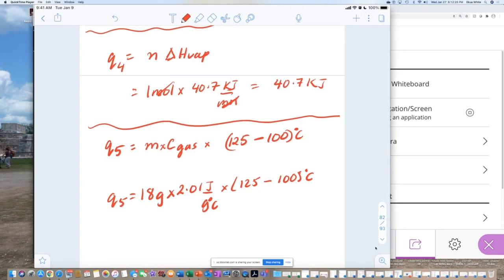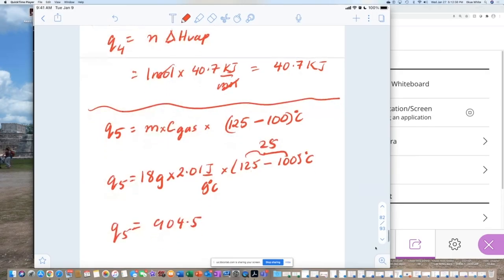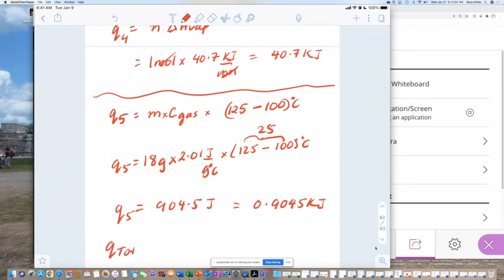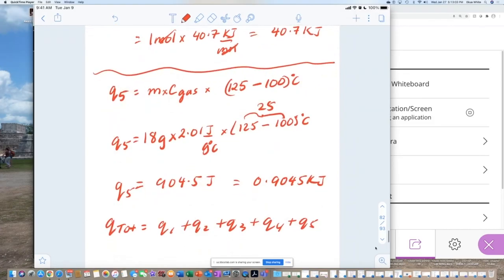Okay. So I got 18 times 2.01 times the difference here is 25. So times 25. So we have 904.5 Q5. This is joules. Divide by 1,000 is 0.9045 kilojoules. Okay, we gotta add Q total. You gotta add them all. So Q1 plus Q2 plus Q3 plus Q4 plus Q5. Okay, Q1, 2, 3, 4, 5.